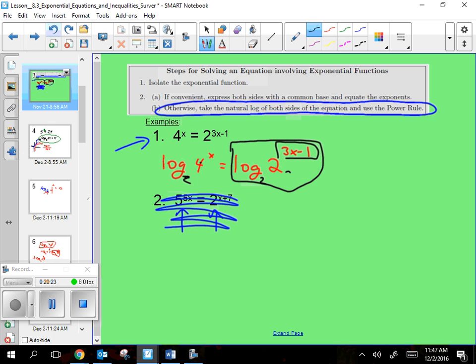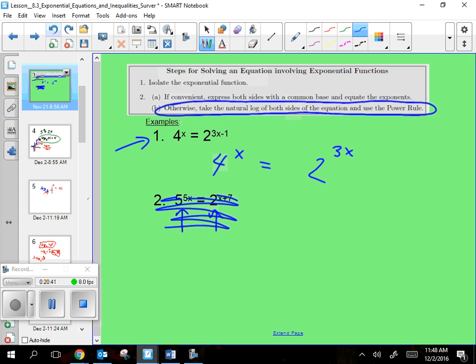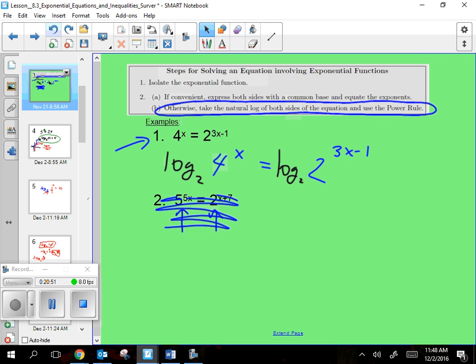I'm going to ask you right now to do the log base 2 on both sides and solve it that way. Log base 2. It's probably the most interesting way to do it. So the original problem said 4 to the x equals 2 to the 3x minus 1. And I'm going to do log base 2 on both sides. Just work that one through and see what you get. I'll pause for a moment while you try that.